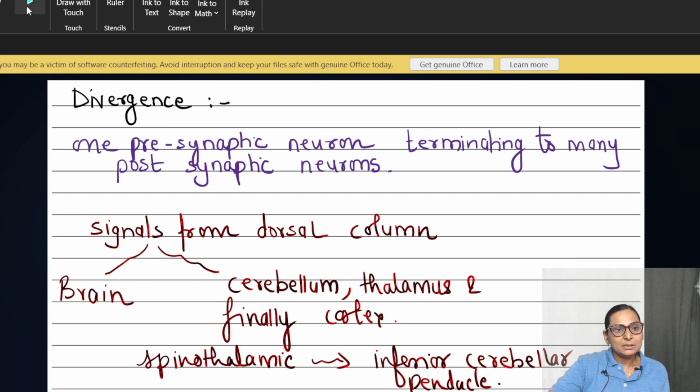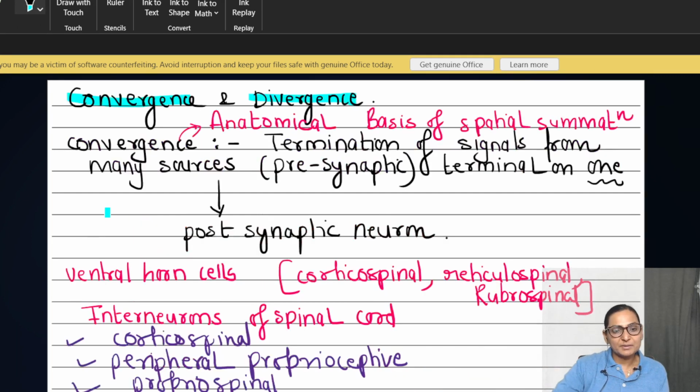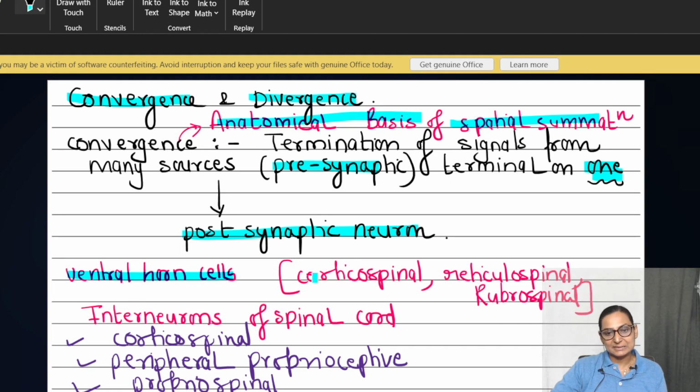For example, if you take the example of convergence, an anatomical basis of spatial summation, what is convergence? It is the termination of the signals which are coming from many sources, many presynaptic terminals, on one postsynaptic neuron. For example, just consider the spinal cord, the ventral horn cells in the spinal cord. They receive inputs simultaneously from different tracts: corticospinal tract, reticulospinal tract, rubrospinal tract, and so on.